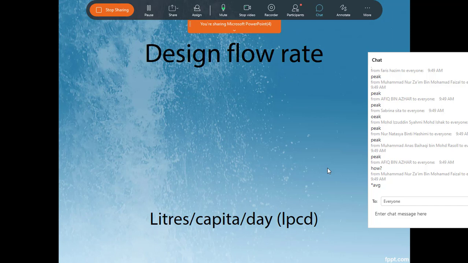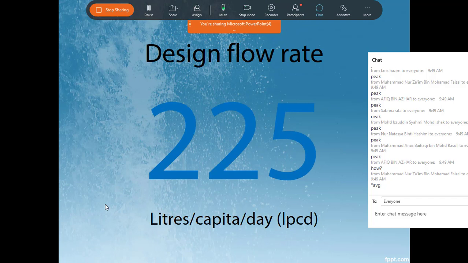But normally for design flow rate, we use the number like 225 liters per capita per day. Capita is a person, so liters per person per day. Whether it is residential or commercial or whatever, this is an average. This is an average flow rate. It's not the PE.